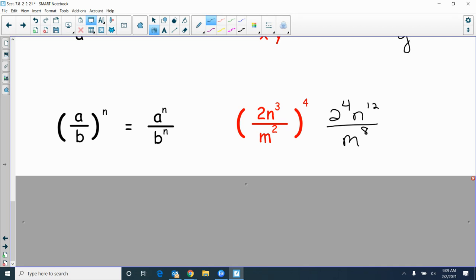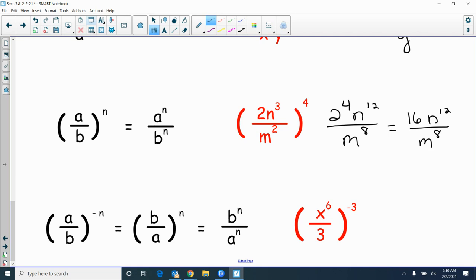You can use your calculator, absolutely fine. What is 2 to the 4th? Okay, what do you got, Colin? 16. It is 16. It is 2 times 2 times 2 times 2. Now that would be your final answer: 16 n to the 12 over m to the 8.